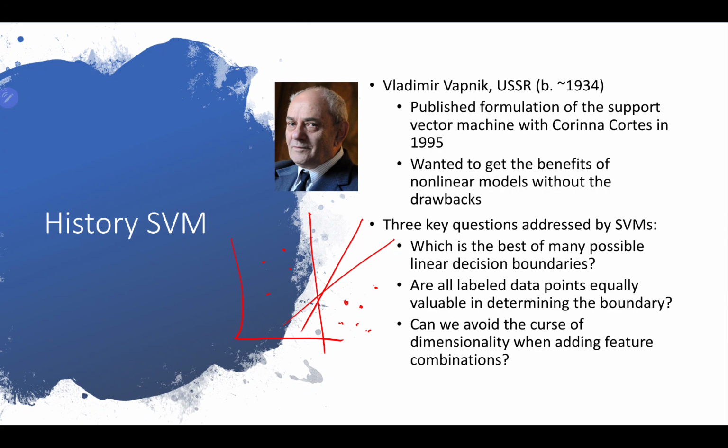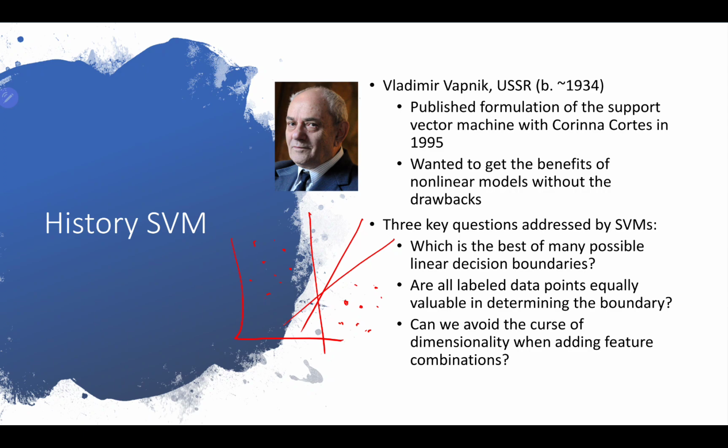Are all labeled data points equally valuable in determining the boundary? Each of these points, are they all equally valuable? Or maybe some of them play a greater role in determining the best boundary? And can we avoid the curse of dimensionality when adding feature combinations?